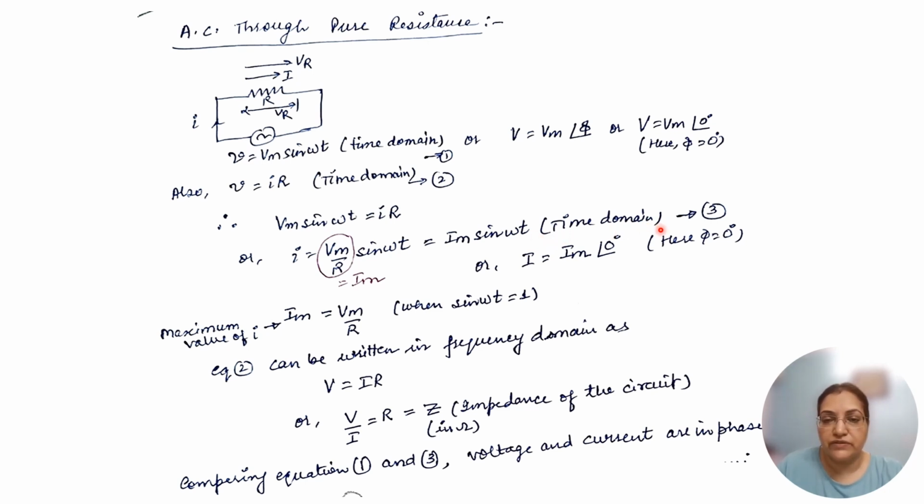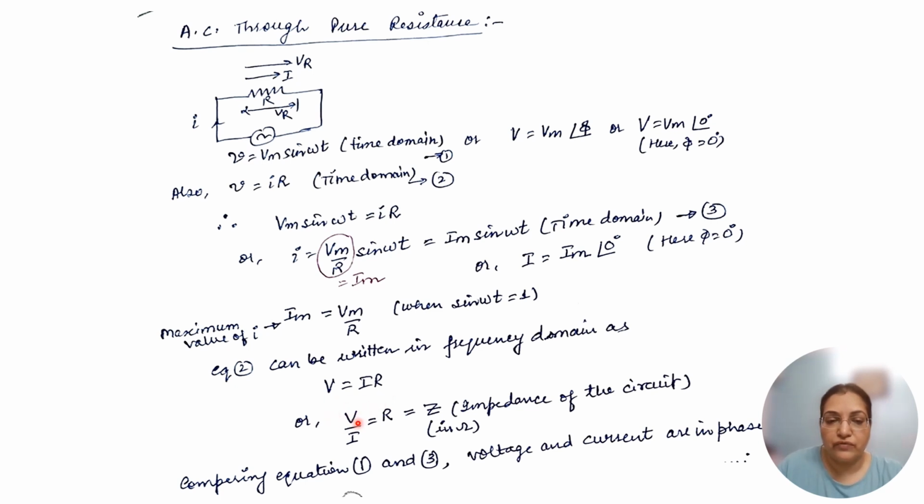In order to write in the phasor domain, we can write this as I equal to Im angle 0. Similarly, for the voltage, we can write V equal to Vm angle phi. Phi is 0, so we can write V is equal to Vm angle 0. So maximum value of the current will be obtained when sin omega t is equal to 1. Equation 2, which is written in the time domain here, can be written in the phasor domain as V equal to IR.